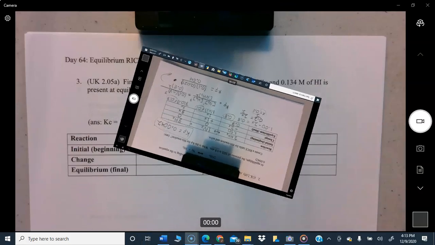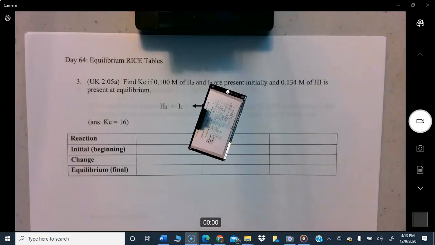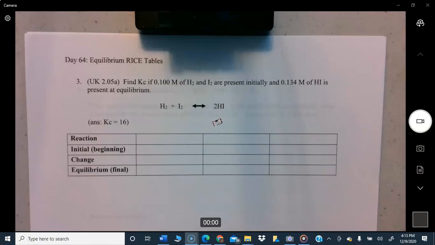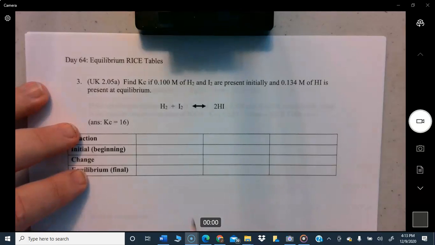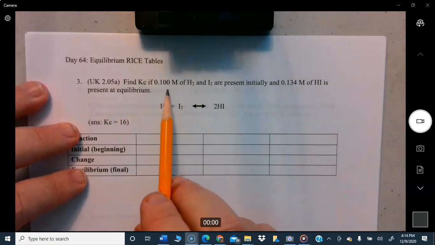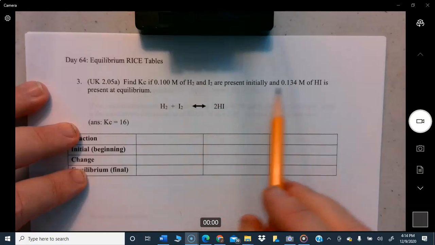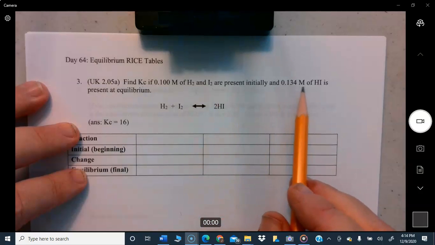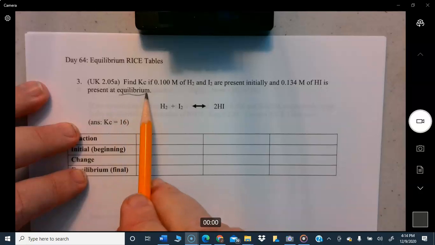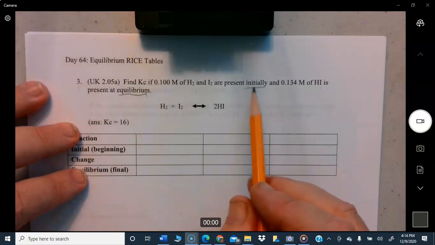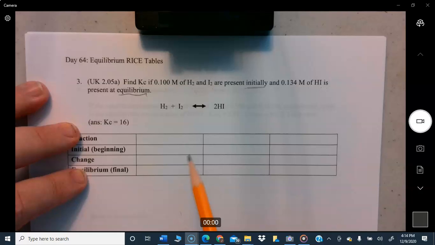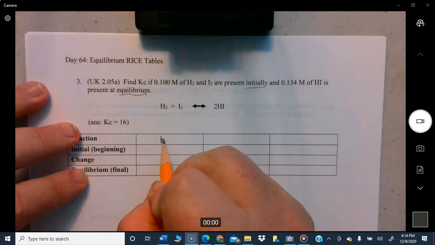Okay. Believe it or not, eventually, if you practice these, probably as many as we do on this, you'll get to where you can look at these without even filling out the ICE table and basically figure out how to set up your equation. So here we find Kc, so that's what we're looking for. You have 0.1 molar of H2 and I2 present initially, and 0.134 molar of HI present at equilibrium. So these two are the top row, or second row actually, and the last one is the bottom row. So let's write the reaction.